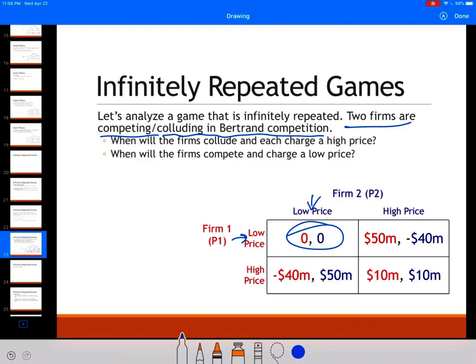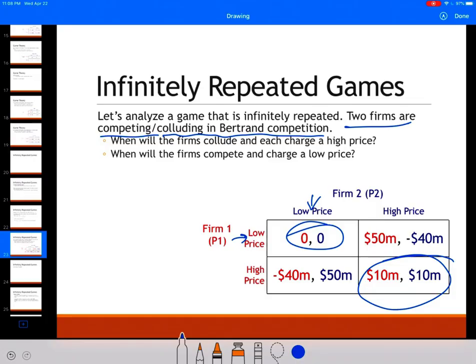Now, if somehow they could get together and collude and act like a monopolist, they could each reduce quantity, raise prices, and make 10 million each. But as we talked about before, for a lot of these firms, there's going to be an incentive to cheat on any sort of collusive agreement.